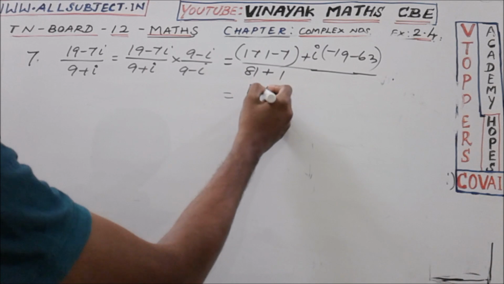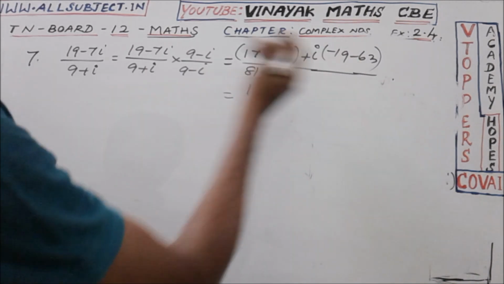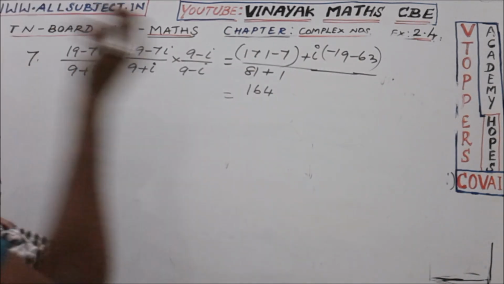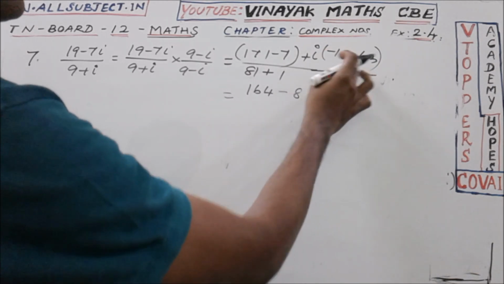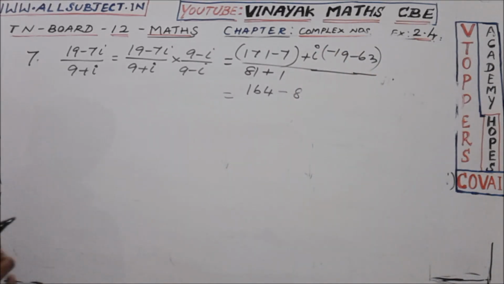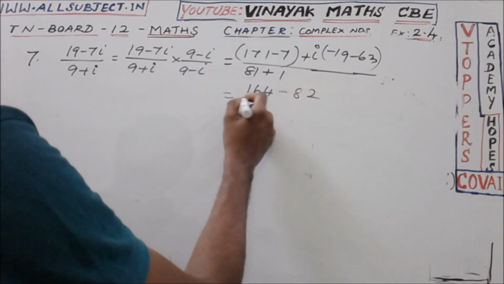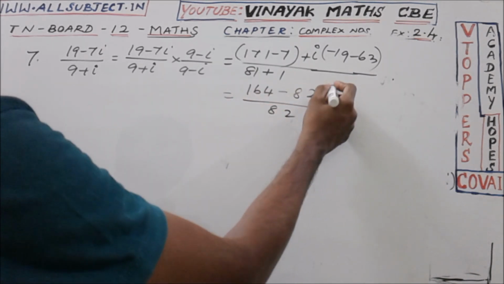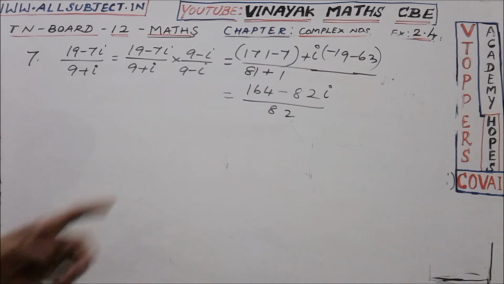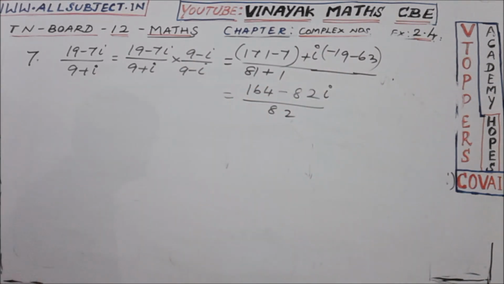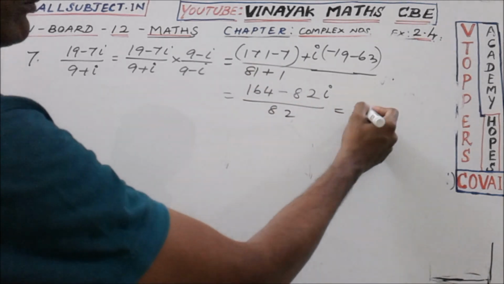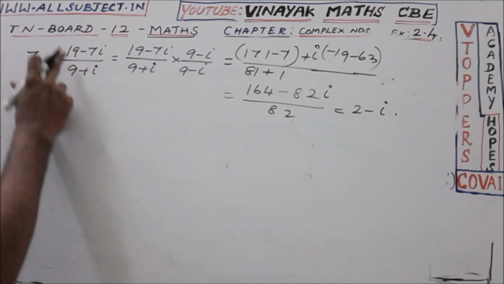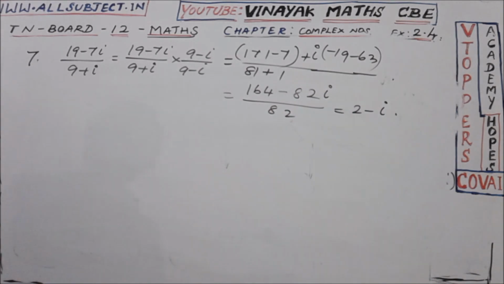here 164 and minus 82, divided by 82 into i. So (164 minus 82i) by 82. We can separate this by dividing by 82, 2 minus i. This is the value of (19 minus 7i) by (9 plus i).